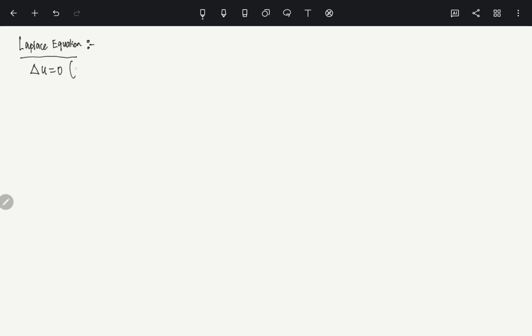You can also look at this sort of thing. They write it like gradient squared u equals 0. This is mathematically incorrect, okay? But generally in engineering texts they actually write it like this, so you can do that, absolutely no issues.